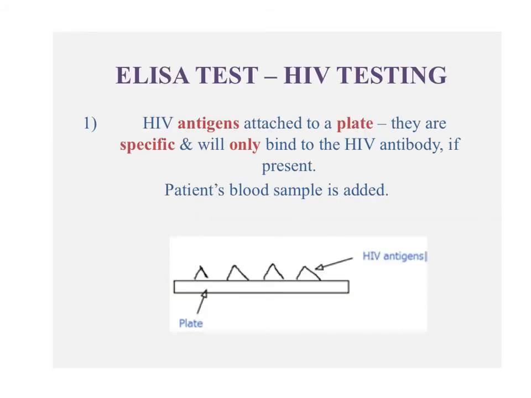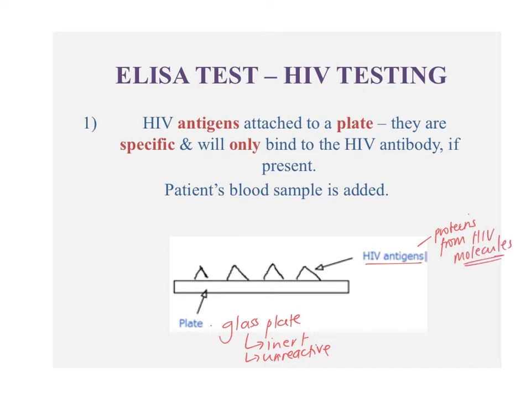So to begin with the ELISA test for HIV, we're going to start with a glass plate. And we're going to use glass because it is inert and inactive, so unreactive. And what that means is that I can stick HIV antigens, so proteins from the HIV molecule, that are on the outside. We're going to have a look at that in a few lessons' time. So if I've got my viral particle like this, there's going to be proteins on the outside of them that flag up and make HIV. Okay, now these are going to be attached to the plate.